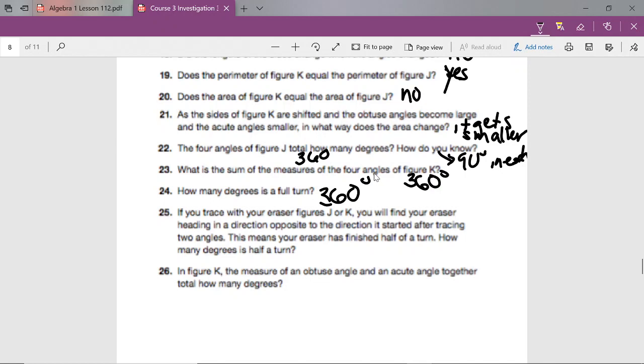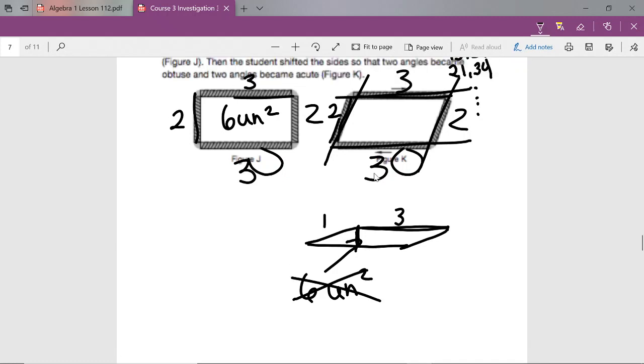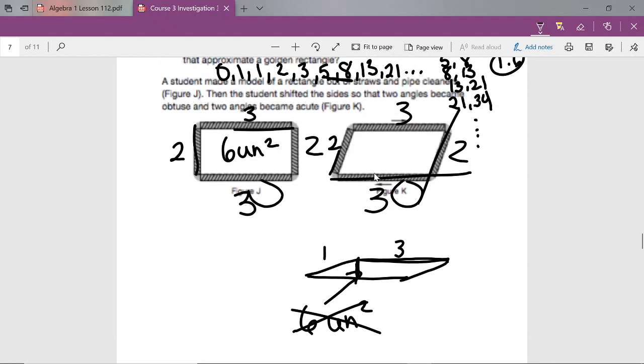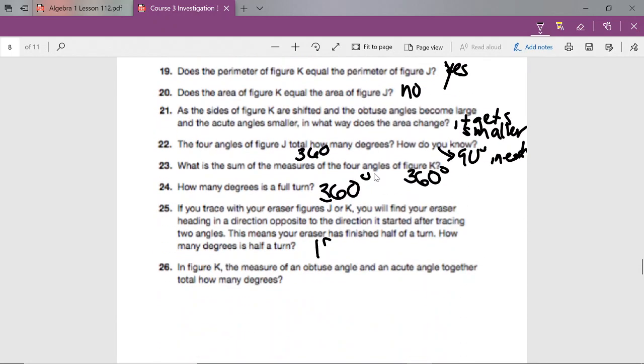Number 25, if you trace with your eraser figures J or K, you'll find your eraser heading in a direction opposite to the direction you started after tracing the two angles. This means your eraser has finished half of a turn. How many degrees is half of a turn? So if I were to take this guy up here and sketch out two sides, here's one and here's two, so I'm heading in this direction. And then if I were to go here and here, I would be heading in this direction. If I just do two of the angles, then I'm heading towards the right. Two other angles, I'm heading towards the left. That's a 180-degree turn.